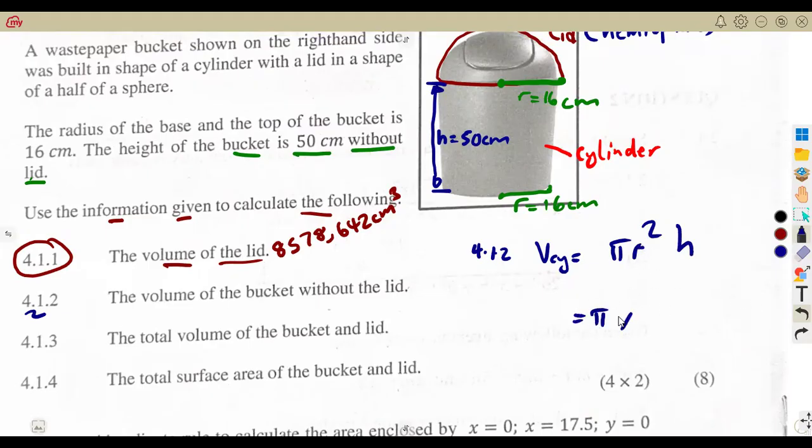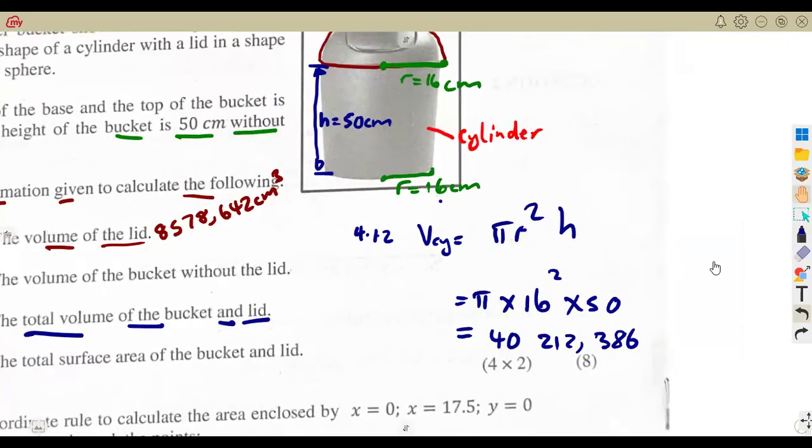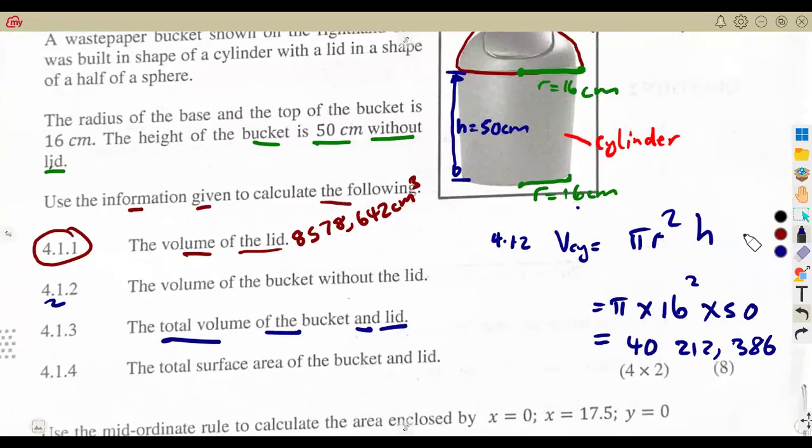So we're going to have pi times the radius. Remember, radius is 16. The height is 50. Just like that. So you're going to multiply this, and that was going to be 40,212,386. So that one, we have it. Then the total volume of the bucket and lid, meaning we just have to add there for the total volume. That's V total.